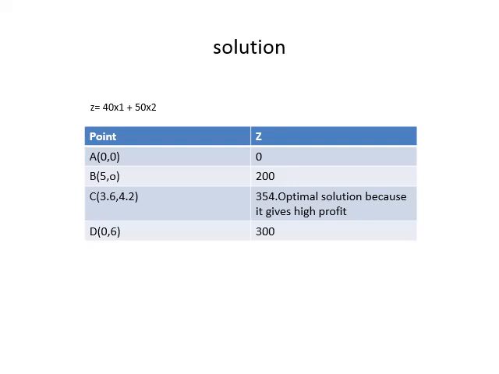40 multiplied by 5 equal 200 and 0 multiplied by 50 equal 0. So our profit is 200.